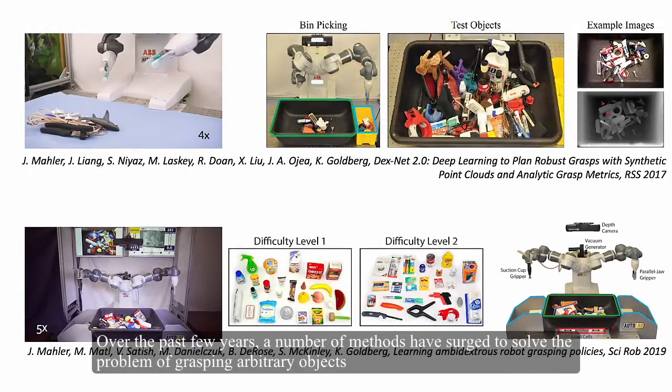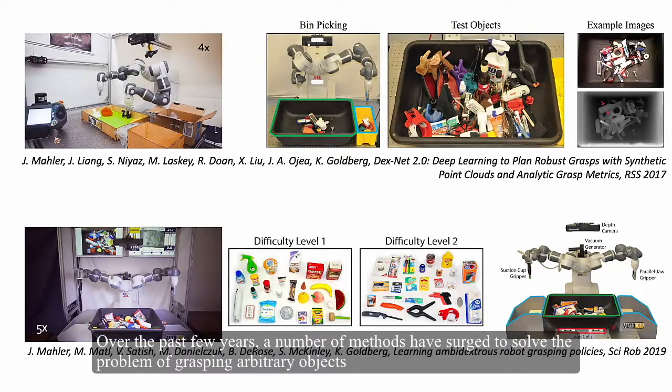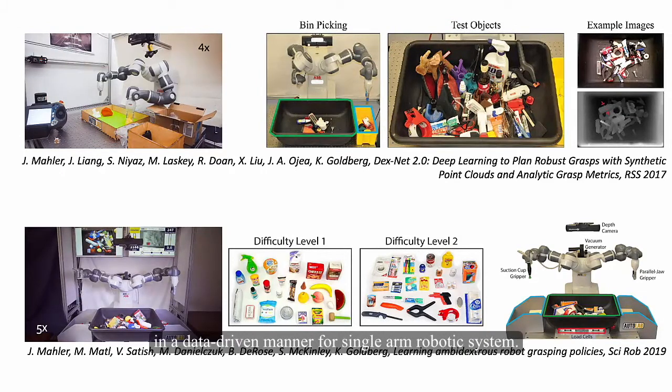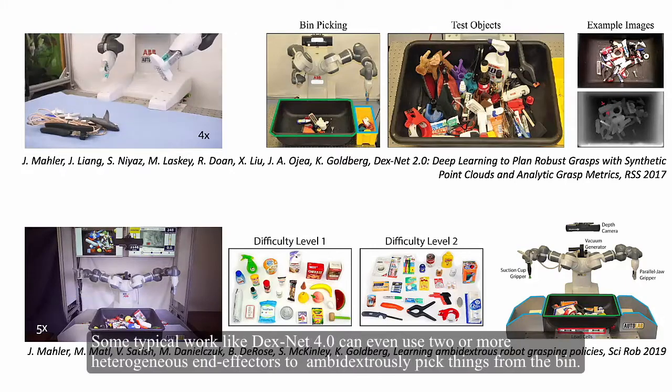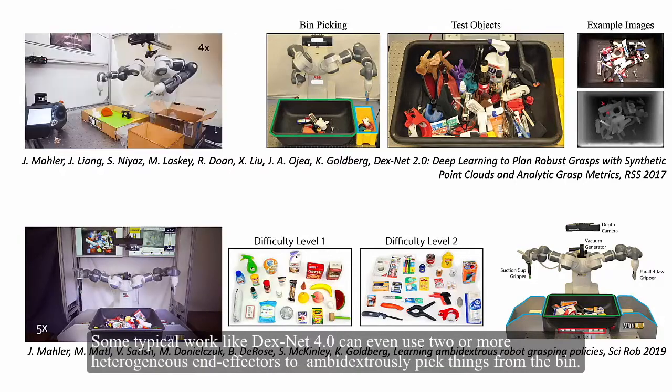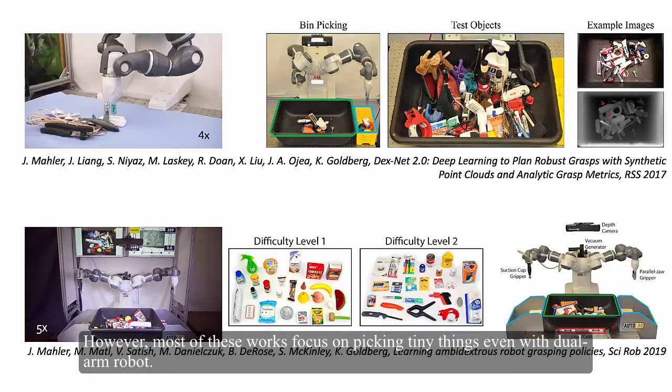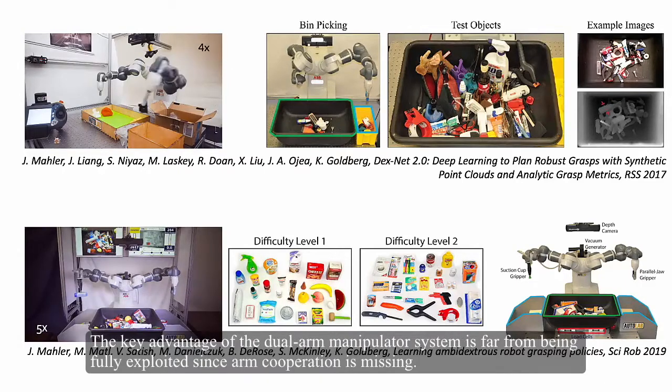Over the past few years, a number of methods have surged to solve the problem of grasping arbitrary objects in a data-driven manner for single-arm robotic systems. Some typical work, like Dexterity-Aware, can even use two or more heterogeneous end effectors to ambidextrously pick things from the bin. However, most of these works focus on picking tiny things even with a dual-arm robot. The key advantage of the dual-arm manipulator system is far from being fully exploited, since arm cooperation is missing.